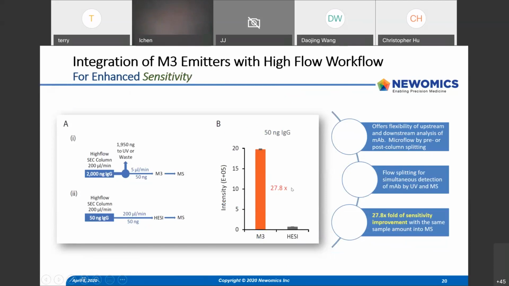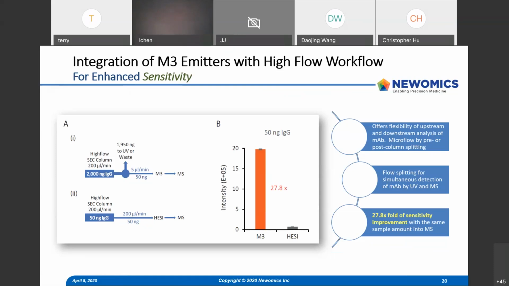So some people ask us, they don't have a microflow pump right now. They don't have a microflow column. Either way, how can they use our M3 emitter for their native MS studies of IgGs? So here is one solution. If you have a microflow column, if you have a high flow pump, you can do pre-column flow splitting so that the flow is microflow. You go into your microflow column connected with our emitter.